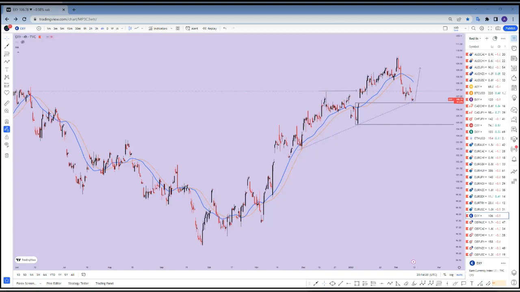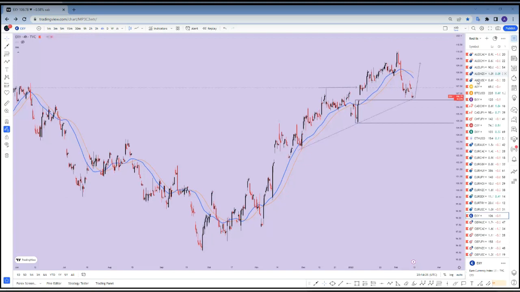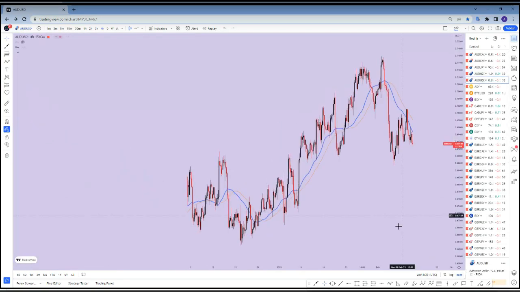So right now we're going to look at the majors, Euro, USD, GU, and AU. So let's start with AUDUSD on the daily time frame.